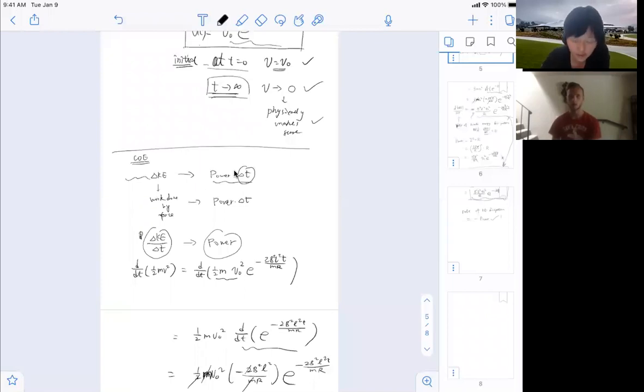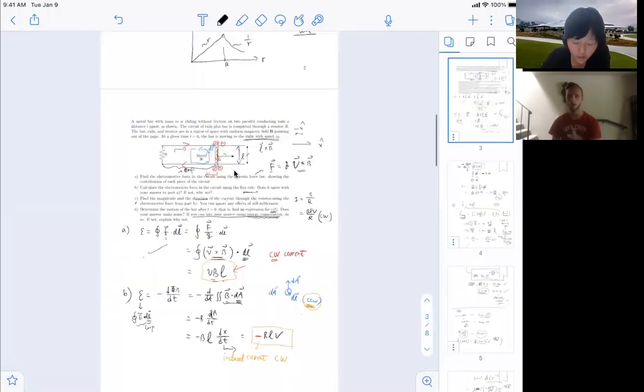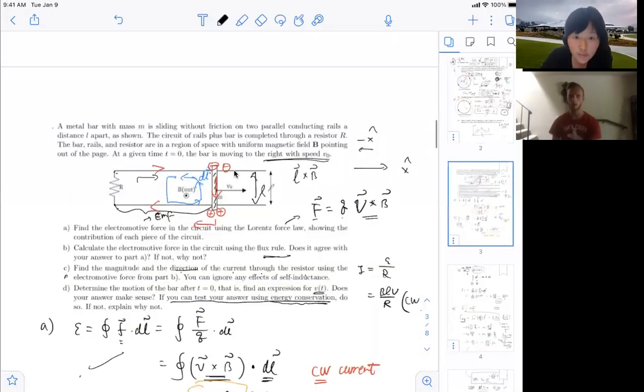Okay, let's look at this question. The question is asking, can you explain the direction of current again? Wouldn't current be counterclockwise if B is pointing out of the page? Okay, B is pointing out of the page, but B is also increasing. So let's use Lenz's law to figure out the direction of current.